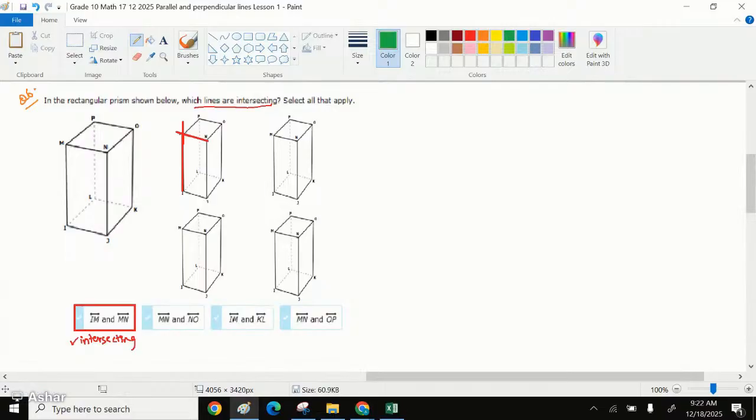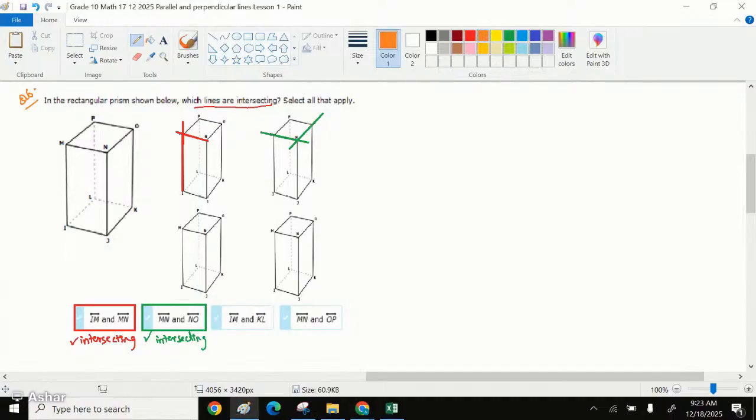How about MN and NO? Where is MN? MN was here and NO was this line. So they are intersecting. Okay, let's look at the next one.